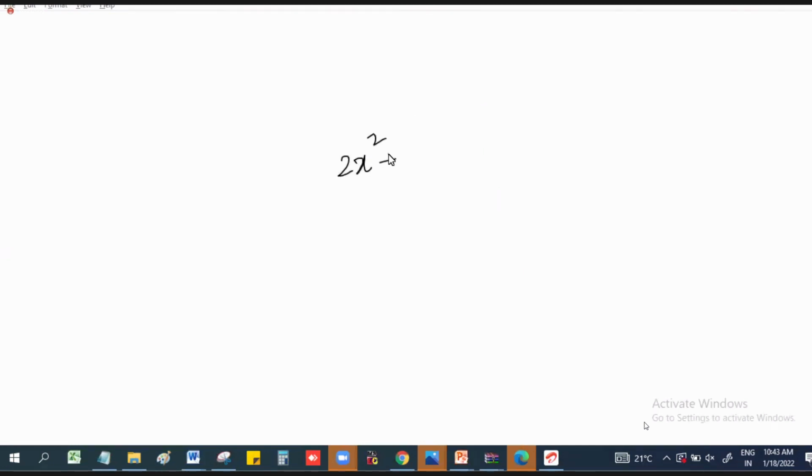2x square plus 4. Is this an equation? 2x square plus 4 greater than 20. Is this an equation? No. If I make a symbol like this, is this an equation? No. 2x square plus 4 is equal to 12. Can I say this is an equation? Yes. So can I conclude a point? What do you mean by equation: any open sentence which contains an equality sign is called an equation.